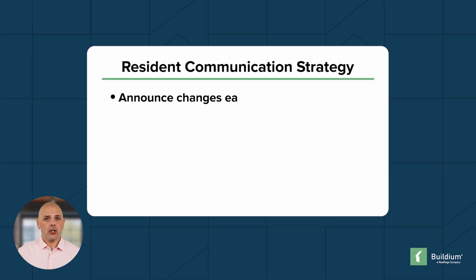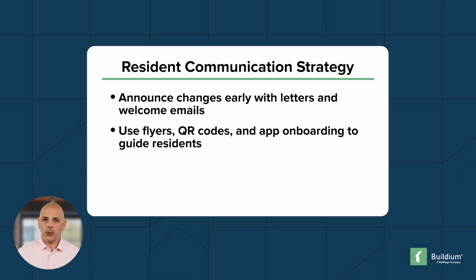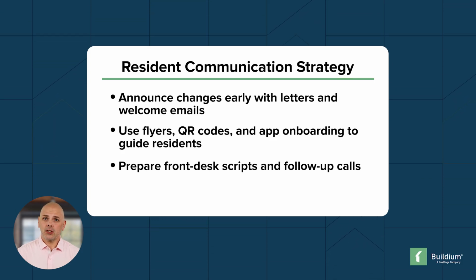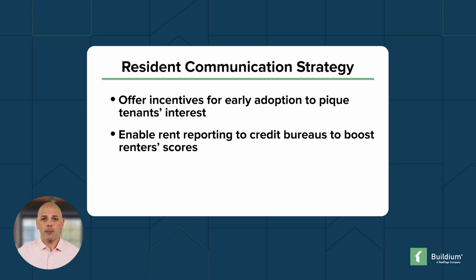As you plan your rollout to each property, announce the changes early with letters and welcome emails. Use flyers, QR codes, and app onboarding to guide residents. Prepare front desk scripts and follow-up calls. To pique tenants' interest, consider offering incentives for early adoption. Offering rent reporting to the major credit bureaus and boosting renters' credit scores could get their attention.